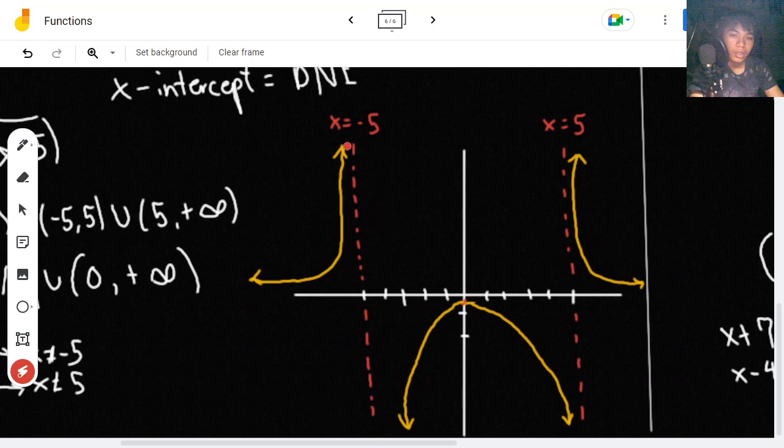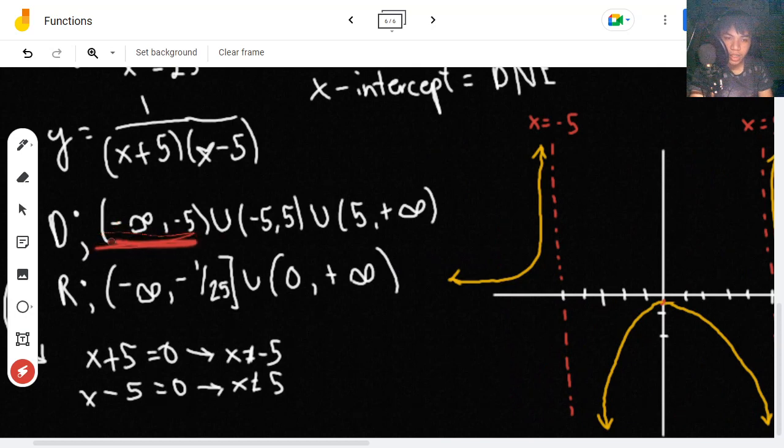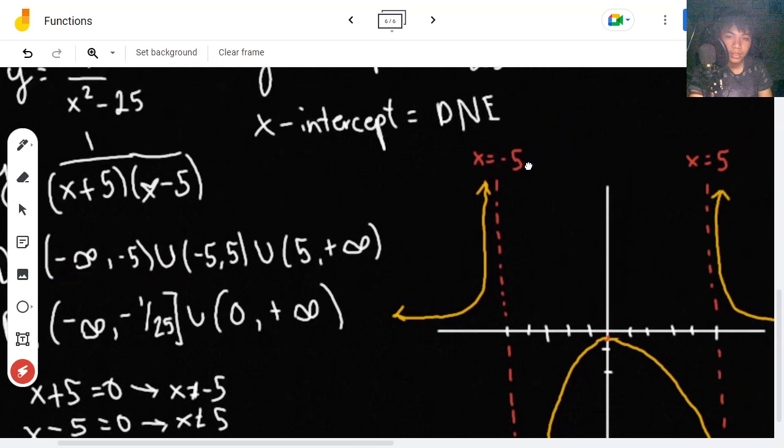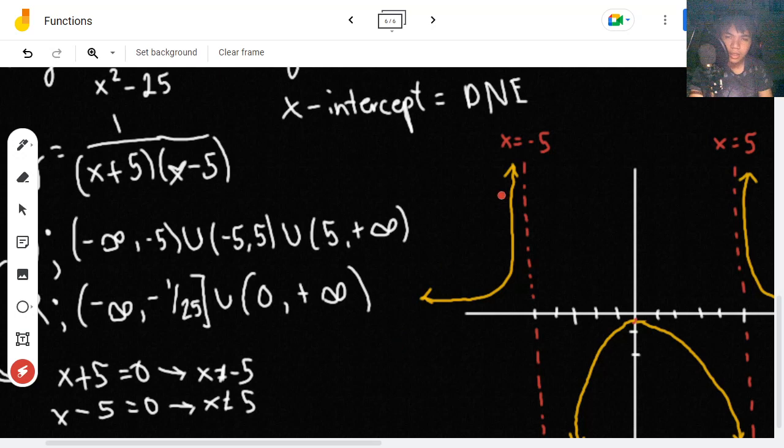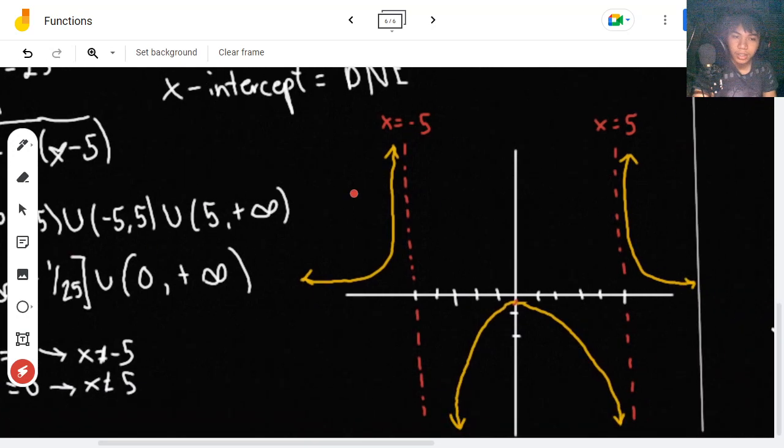Since we have two vertical asymptotes, this is where our domain kicks in. So you can see from -infinity to -5. This is where it is, because as y approaches -infinity, x approaches -5. It approaches -5 from this direction, but it will never reach it, same as in this direction. And as y approaches positive infinity, x approaches 5. As simple as that.